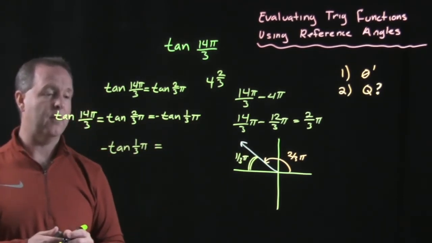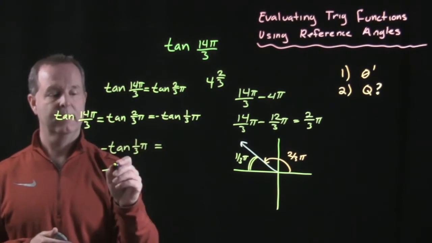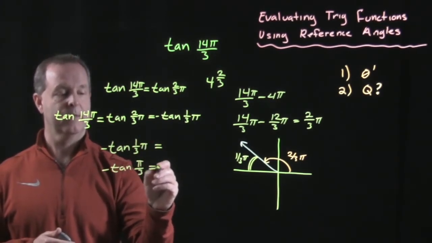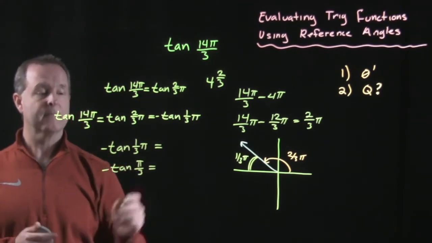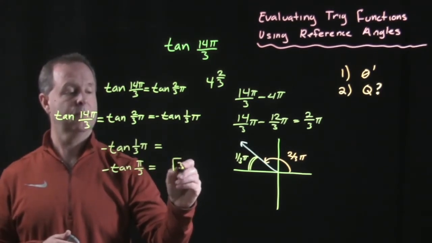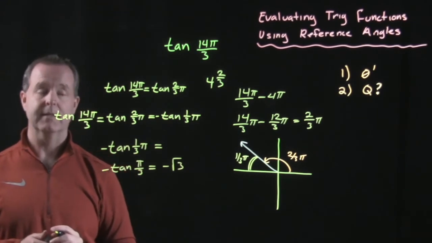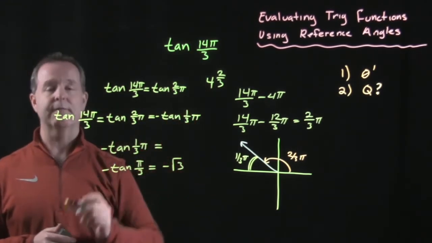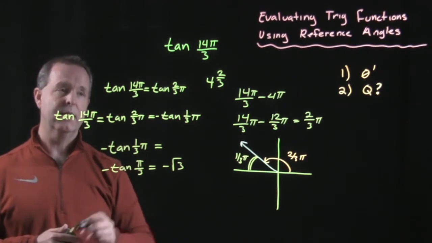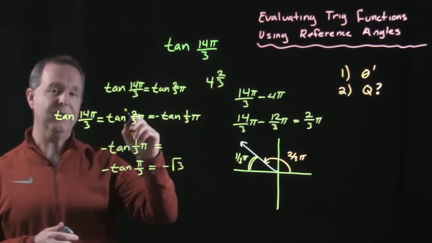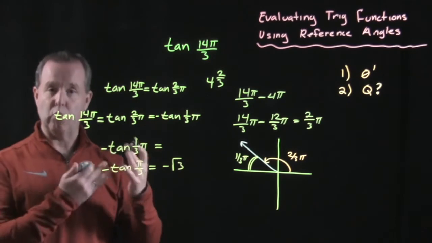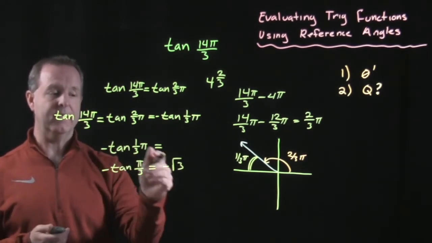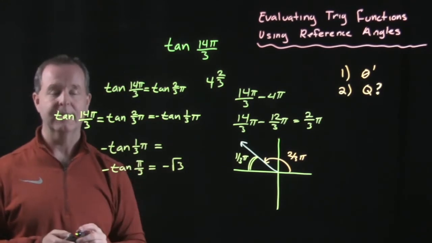And remember what 1/3 pi, or pi thirds, is? I could write it like this because it means the same thing. The tangent of pi thirds is √3, and then I have a negative in front of that. So the tangent, evaluating the tangent of 14 pi thirds: first find its coterminal angle, then use its reference angle and the quadrant it's in to determine the value and the sign of our result.